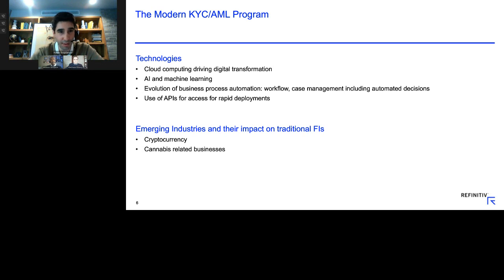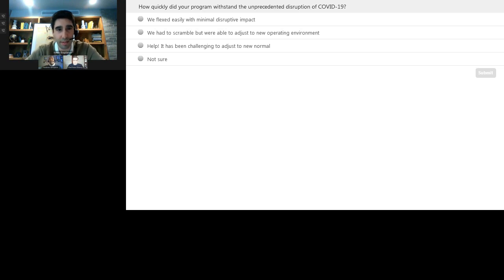So I suppose we're going to kick off our first poll here, and I'm curious to get a sense from everybody: how COVID ready were you? And obviously nobody could see this coming. It's completely unprecedented and really a black swan event. But how quickly did your program withstand the unprecedented disruption?